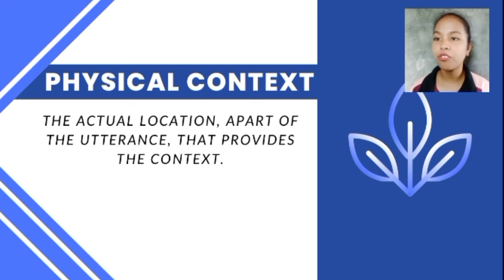First is physical context, the actual location, a part of the utterance that provides the context. Physical context, the location, place, or sign will influence interpretation, which encompasses what is physically present around the speaker and hearer at the time of communication. For example, slow down pupils crossing the street, supermarket on a public sign, and the last example is dictionary on the book by Webster.